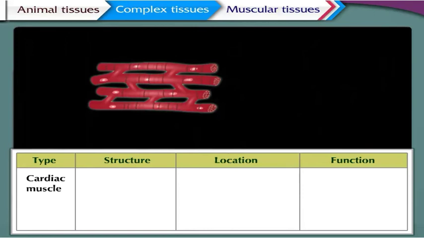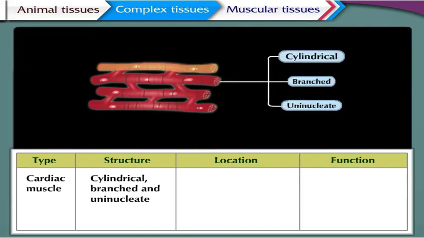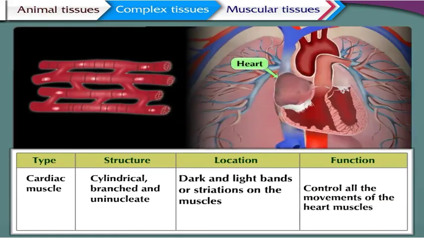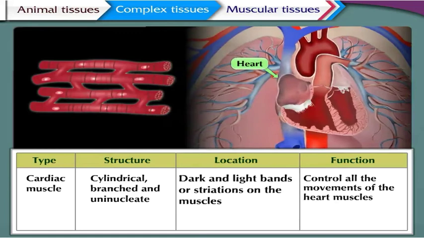Cardiac muscles. The cells in these tissues are cylindrical, branched, and uninucleate. There are dark and light bands or striations on these muscles. The heart is made of these muscles. Since we do not have control on the movements of these muscles, they are also called involuntary muscles. The muscles of the heart show rhythmic contraction and relaxation throughout life. In other words, all the movements of the heart are controlled by these muscles.